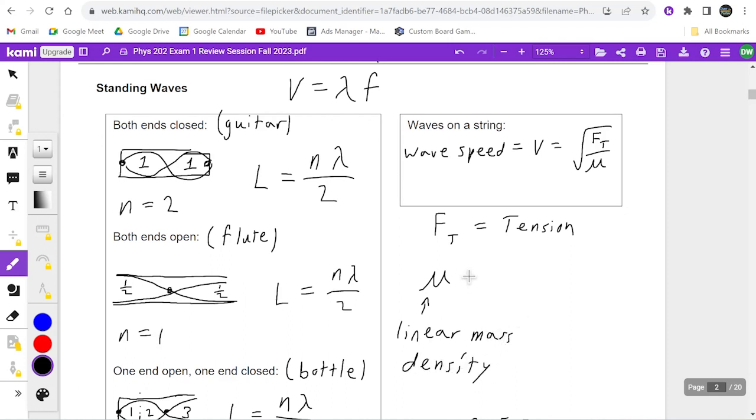Linear mass density is a very simple equation. It's just the mass over the length. Sometimes they tell you what the linear mass density is. Other times they give you the mass and the length, and you have to calculate it. God forbid. Any questions before we go to the example problem?